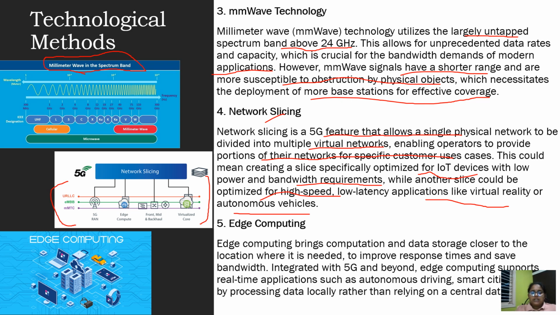Next is edge computing. You can see what edge computing is here. It is connected to various devices. Edge computing brings computation and data storage closer to the location where it is needed to improve response time and save bandwidth. It is integrated with 5G and 6G. Edge computing supports real-time applications such as automation, driving, smart cities, and IoT by processing data locally rather than relying on a central data center. That is about edge computing.